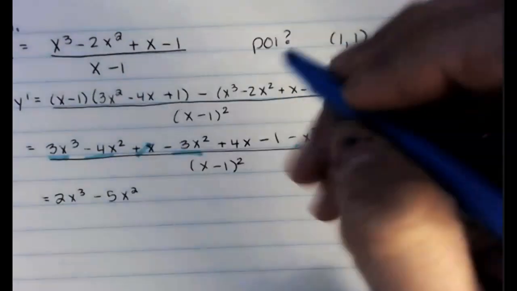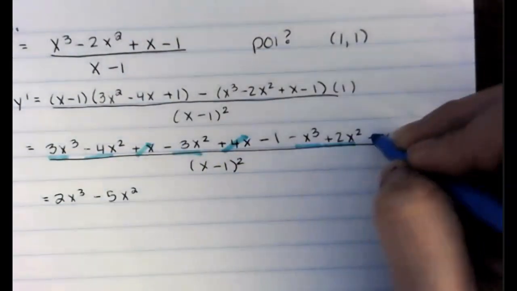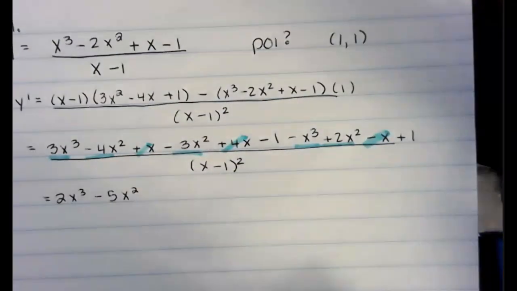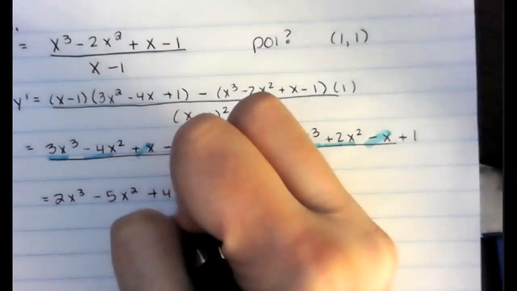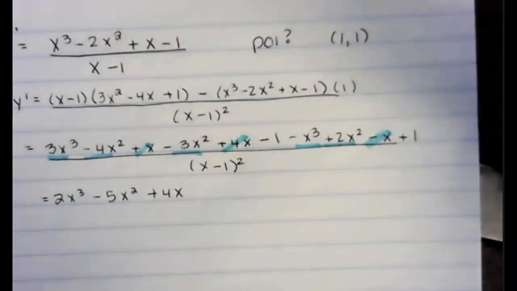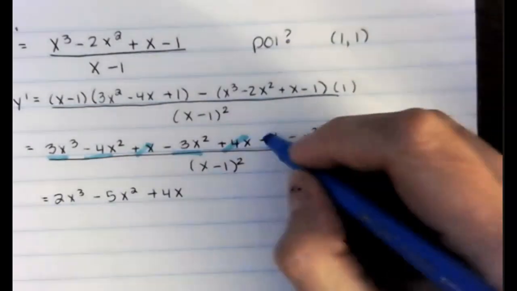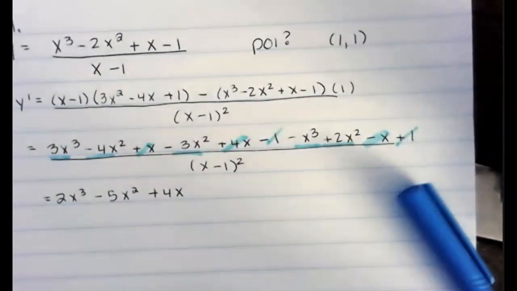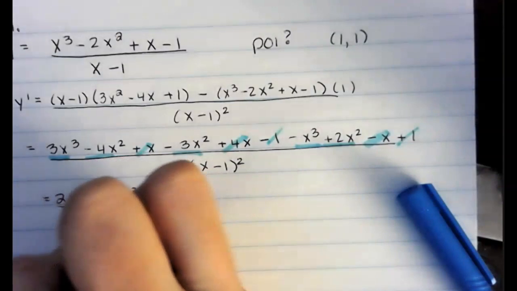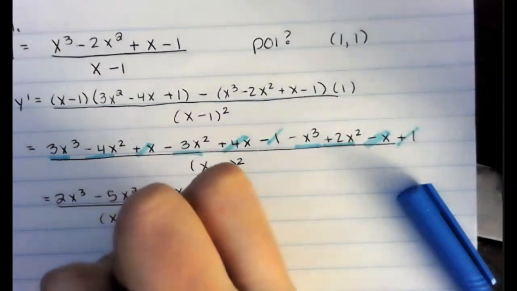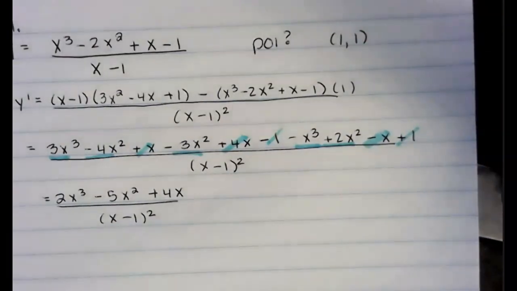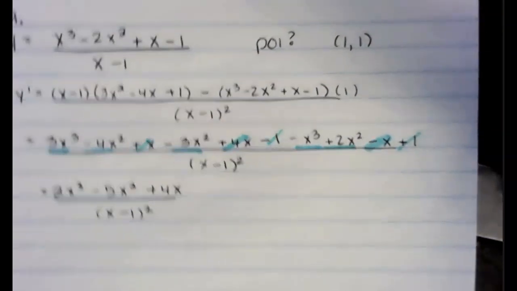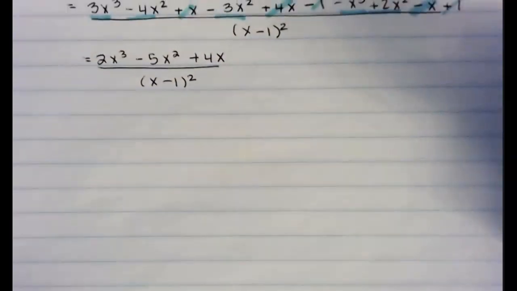And then I have 1x, 5x, and then another negative x. So that takes me back to 4x. And then negative 1 and positive 1 cancel. And again, I don't have to do anything with my first derivative because I'm not being asked about anything from the first derivative. So I'm just going to move down and go to my second derivative.